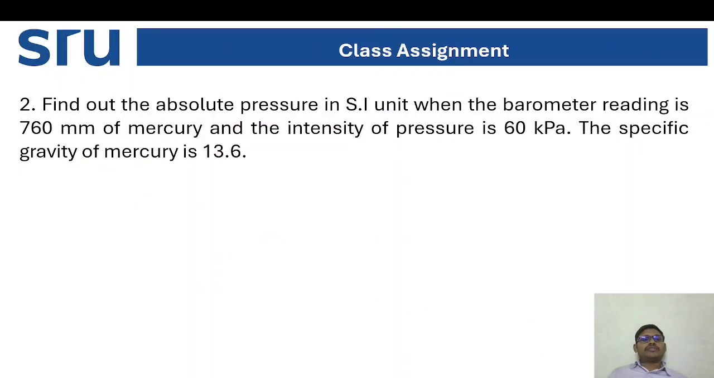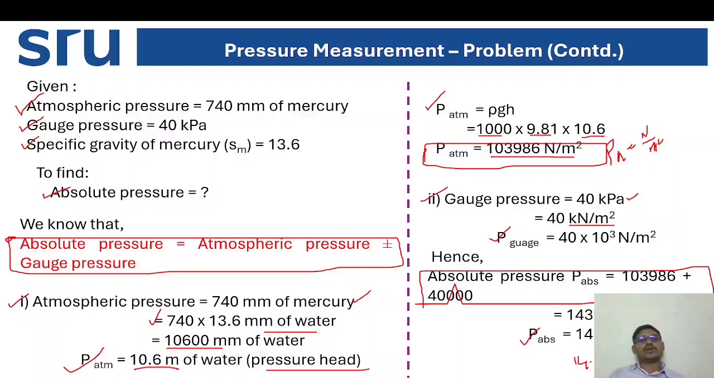Now, class assignment: find out the absolute pressure in SI unit when the barometric reading is 760 mm of mercury and the intensity of pressure is 60 kilopascals. The specific gravity of mercury is 13.6. Only one thing I have changed, the intensity of pressure, that is 60; previously it was 40. So the atmospheric pressure is 740 mm of mercury. 740 into 13.6 is equal to 10,600 mm of water, that is 10.6 meters of water. That is constant for another problem also, and P atmosphere is also the same, 103986.